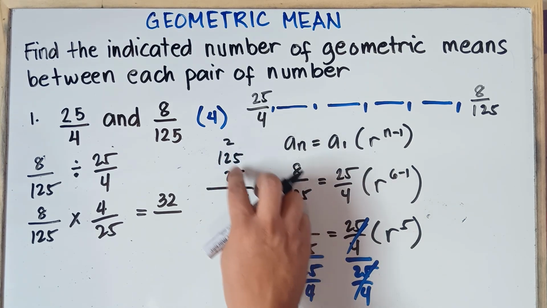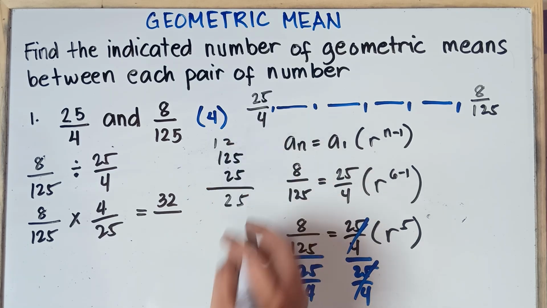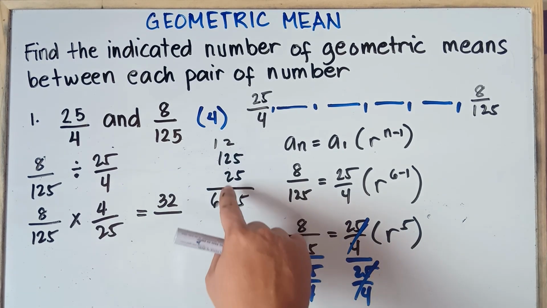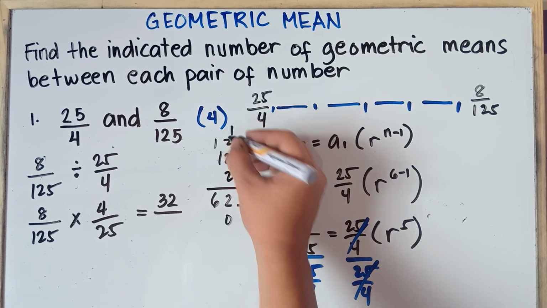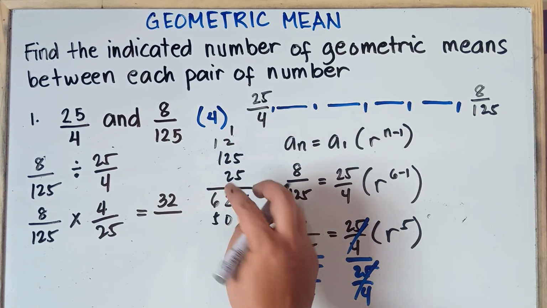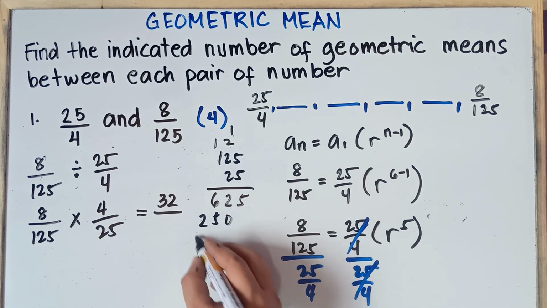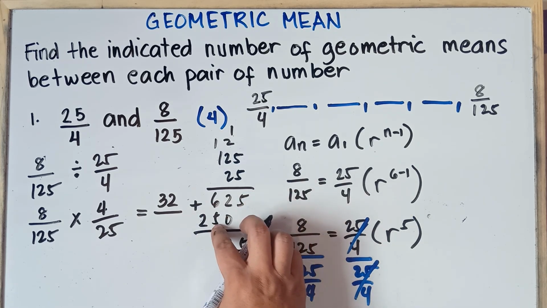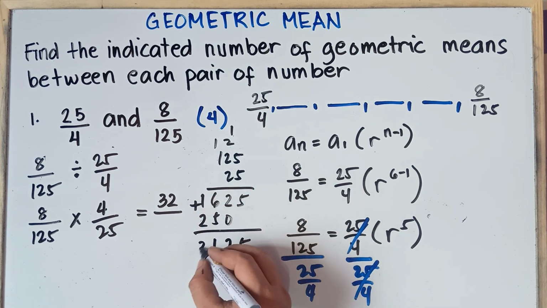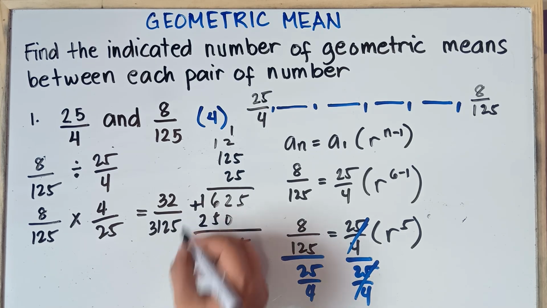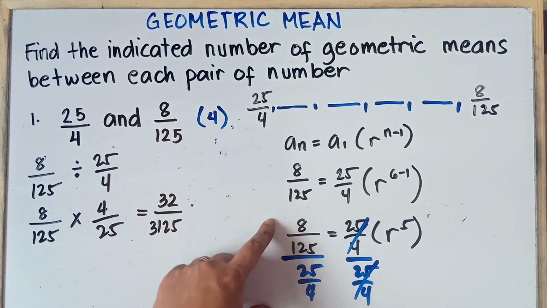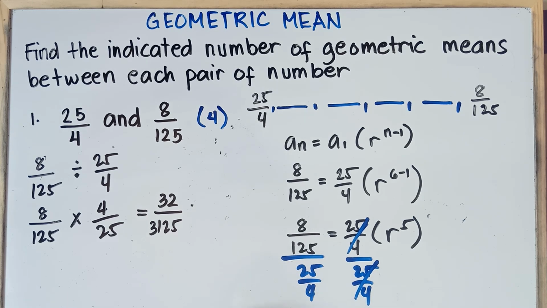5, carry 2. 5 times 2 is 10, plus 2 is 12. 2, carry 1. 5 times 1 is 5, plus 1 is 6. 625. And then we multiply by the 2. 2 times 5 is 10. 0, carry 1. 2 times 2 is 4, plus 1 is 5. 2 times 1 is 2. So this is 250, and then we add, bringing down 5. 2 plus 0 is 2. 6 plus 5 is 11. 1, carry 1. 1 plus 2 is 3. 3,125. Alright, so therefore, dividing 8 over 125 by 25 over 4, the answer is 32 over 3125.